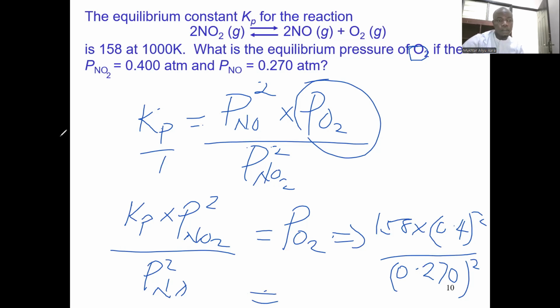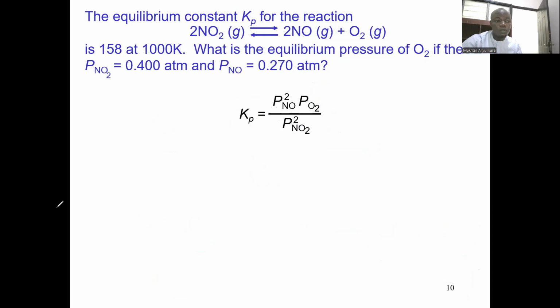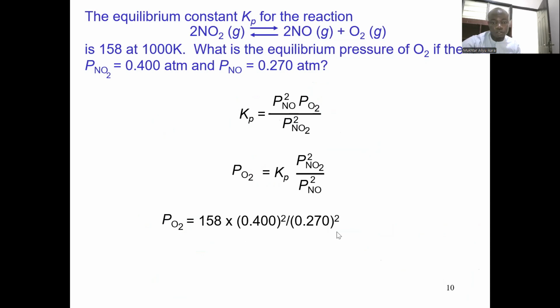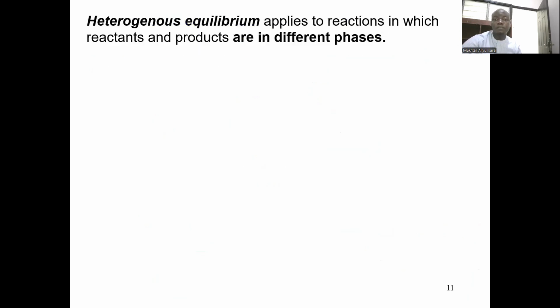So that is what actually happened here. So you see, we can see clearly that at the end, after we substitute the value, the PO2 has now been changed to the subject of the formula. So after that, we now have 347 atm as the equilibrium pressure of oxygen.